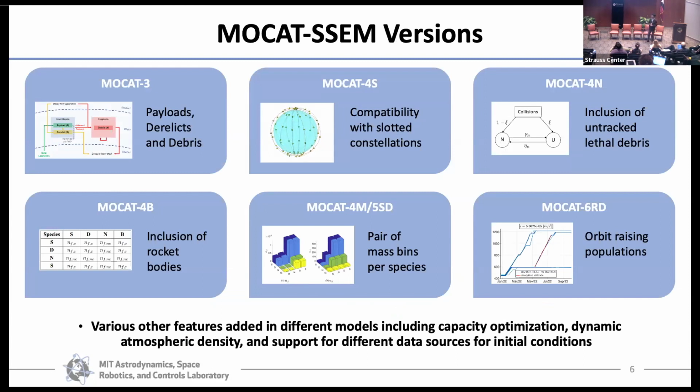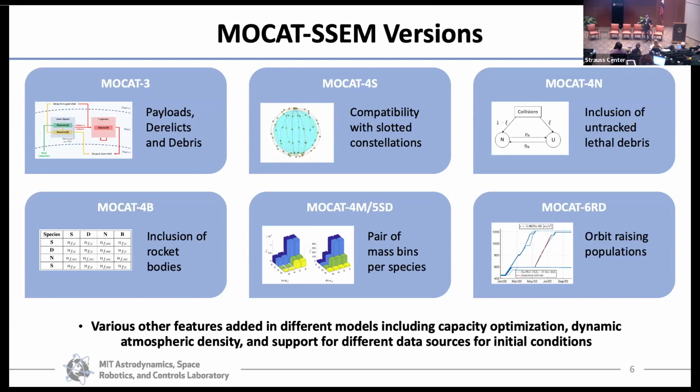What we were able to do is in these many different versions that we have had. In the past year, year and a half, as we were developing this, we started with the MOCAT-3 model, which really just looked at the payload, derelict, and debris classes. We've added on slotted constellations. I know there were some conversations earlier today about GEO slotting, but Miles has done a lot of great work on LEO slotting, so if you have questions, please go to him. But how do we deal with slotted satellites as we have more and more mega constellations and proliferated LEO objects? On the right, we also started looking at untracked lethal debris, also known as lethal untrackable objects, or LNTs. MOCAT-4B added in rocket bodies, which makes sense as a source for a lot of these debris.